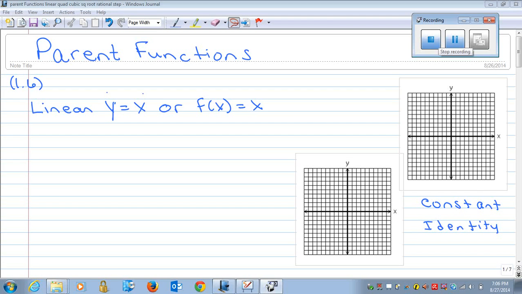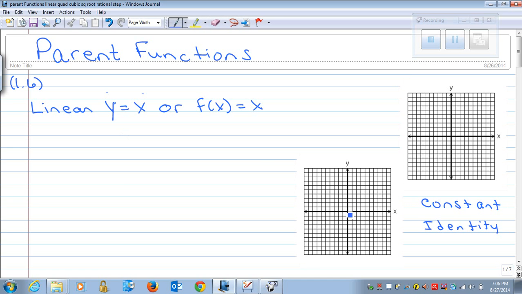First, let's take a look at linear functions. The base function would be y equals x, or f of x equals x. Our base function graph would, of course, be at the origin, with a slope of 1.